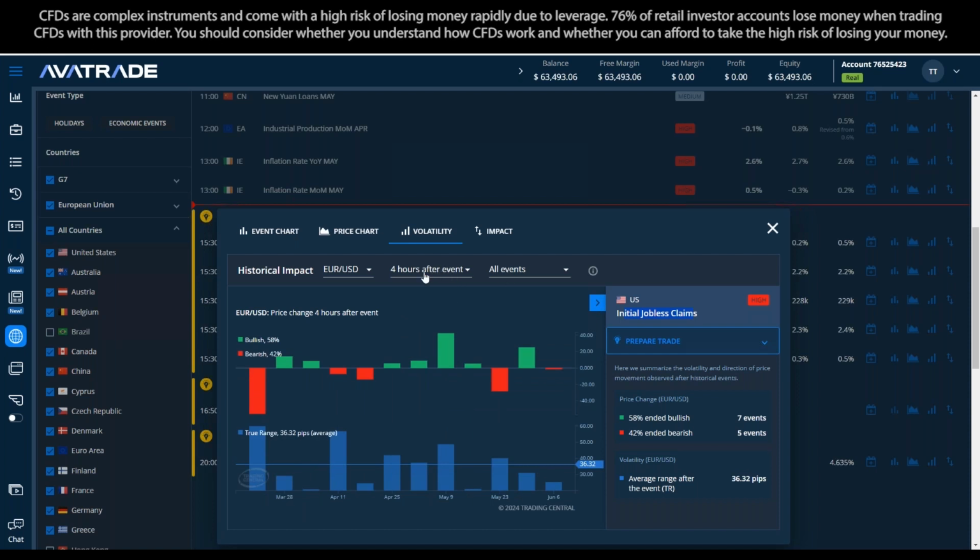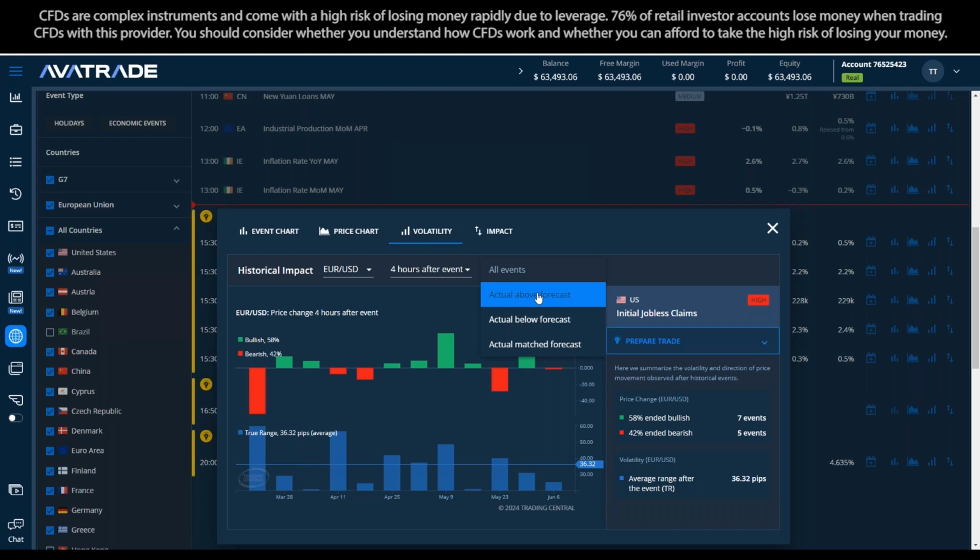But if we qualify this for the period of time we're interested in, and we could go as little as 5 minutes or as much as 4 hours with this tool, I could say, well, what if it comes in above forecast, meaning the jobless claims numbers are worse than expected?